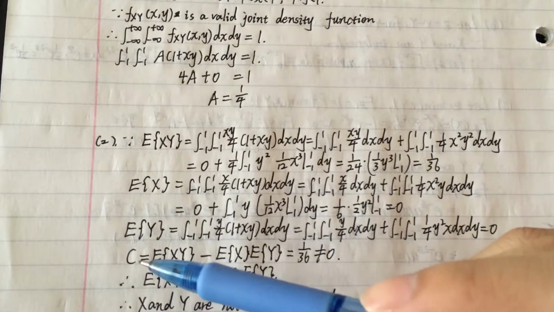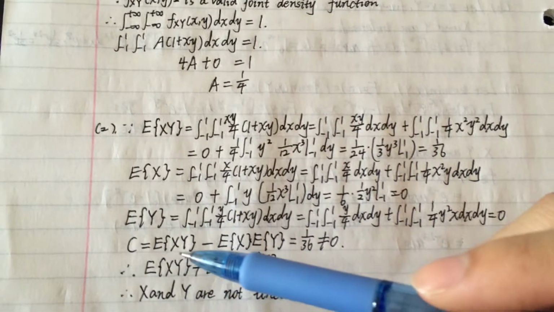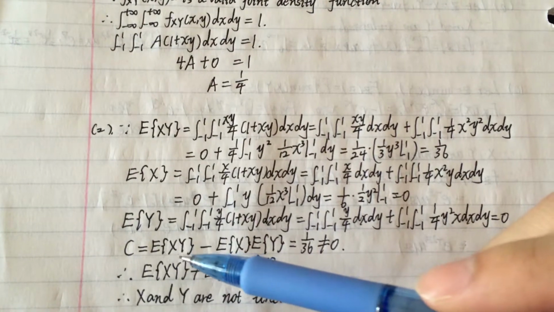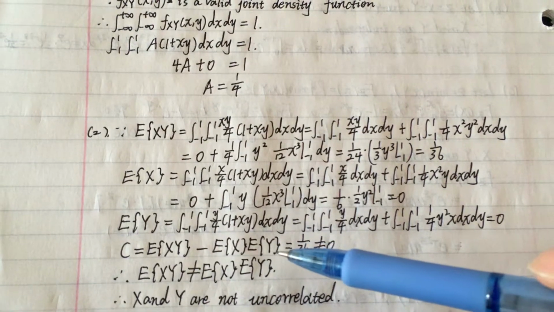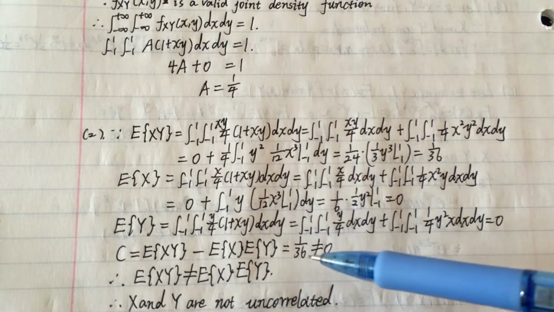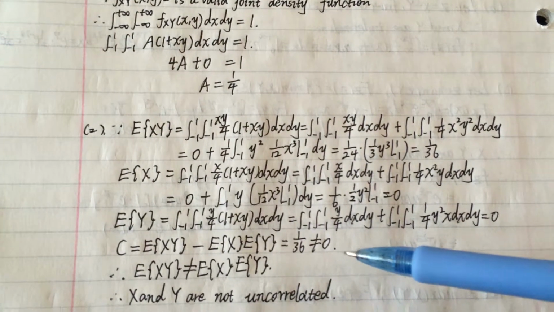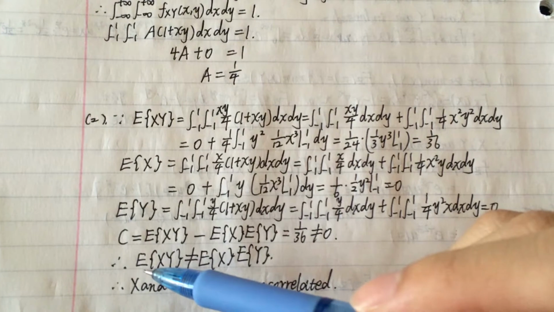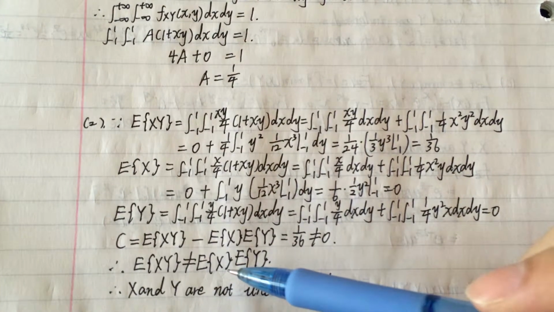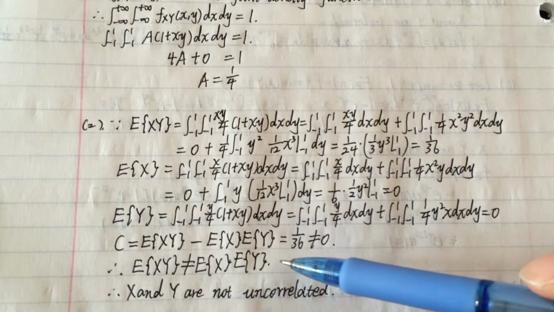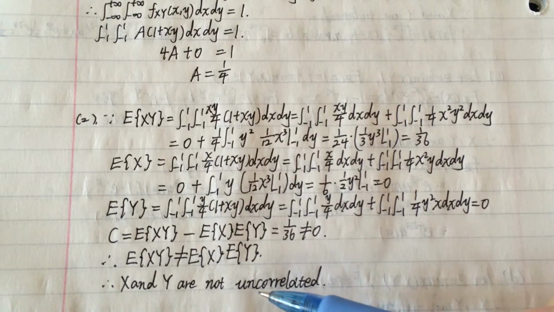So the covariance of x and y equals the mean of xy minus the mean of x times the mean of y, which equals 1 over 36, which doesn't equal 0. So the mean of xy doesn't equal the mean of x times the mean of y. So x and y are not uncorrelated.